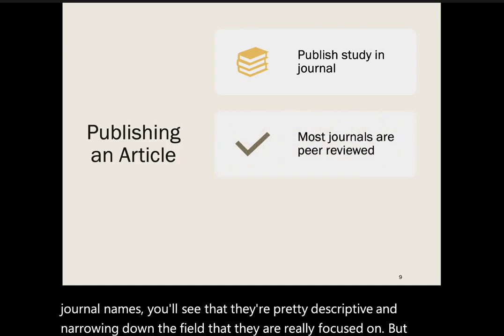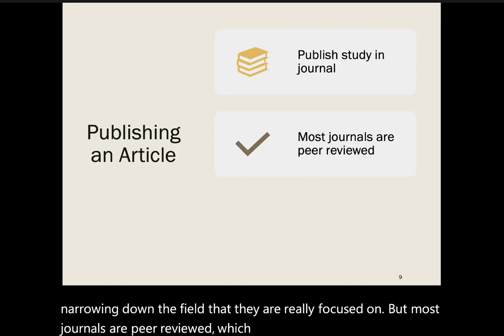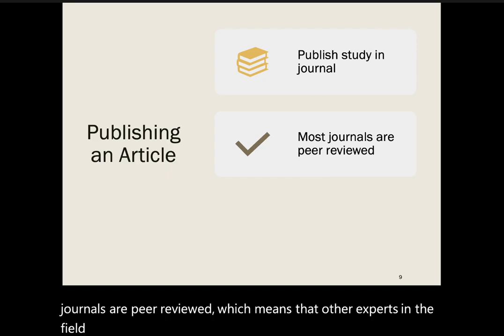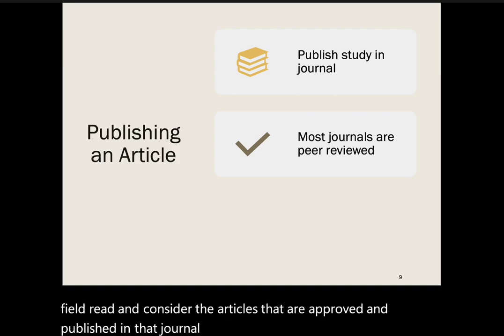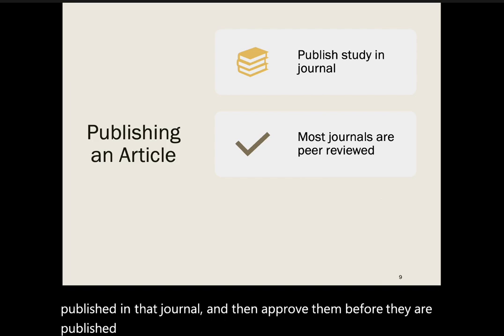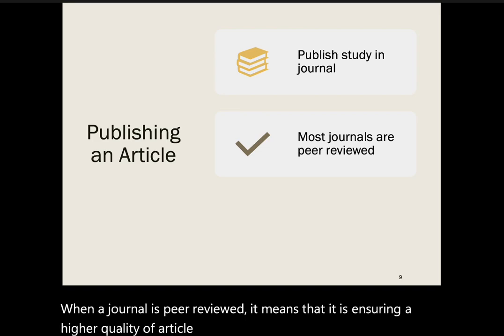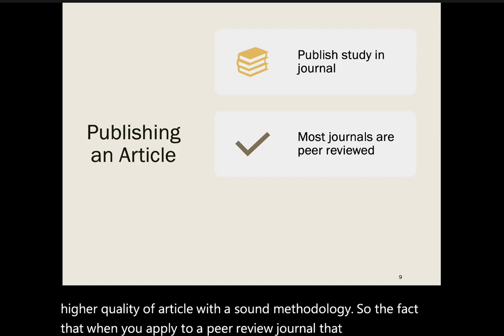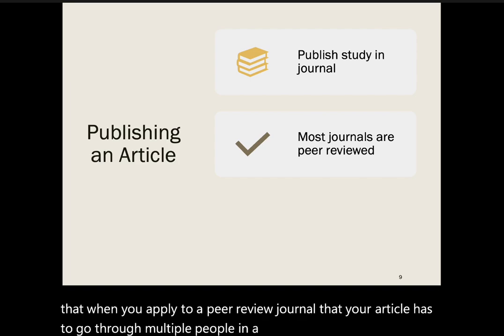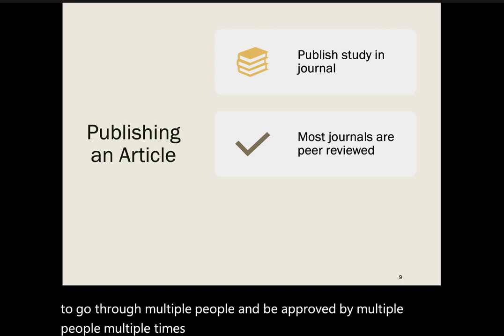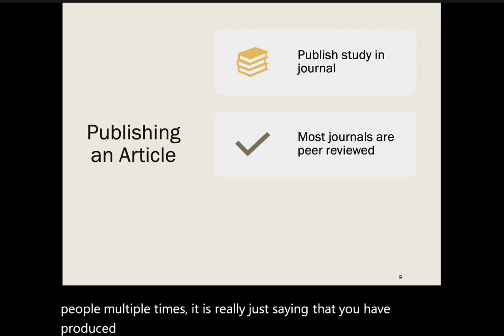But most journals are peer reviewed, which means that other experts in the field read and consider the articles and then approve them before they are published in that journal. When a journal is peer reviewed, it means that it is ensuring a higher quality of article with a sound methodology. The fact that when you apply to a peer-reviewed journal your article has to go through multiple people and be approved by multiple people multiple times is really just saying that you have produced a high quality article and that you met the standards to get into that journal.